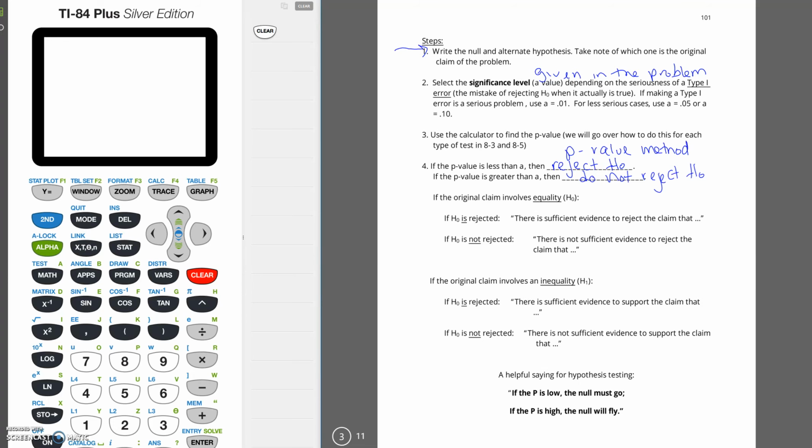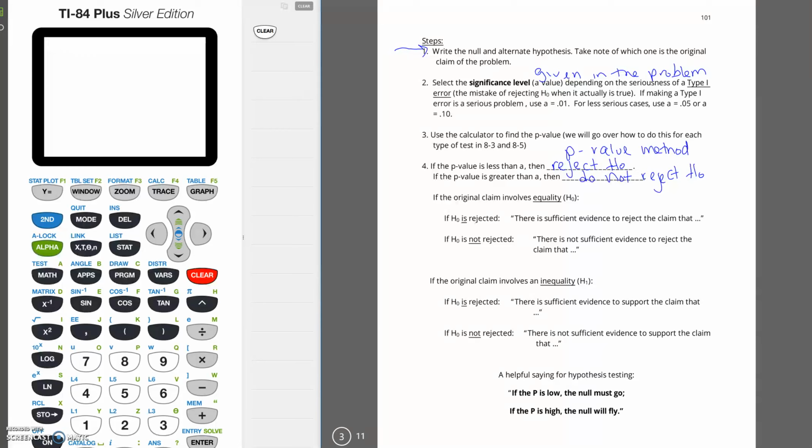Now, here's where you're going to want to look back at the original problem and see if the claim was H0 or H1. So if the claim was the null hypothesis, if the claim had an equal to statement in it, then if H0 is rejected, you'll use the words, there is sufficient evidence to reject the claim, whatever the claim was. If we're not rejecting, we'll say there's not evidence to reject the claim.